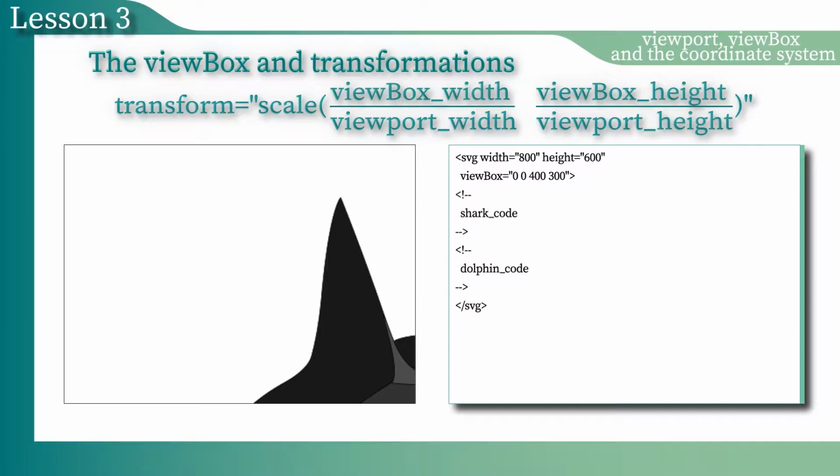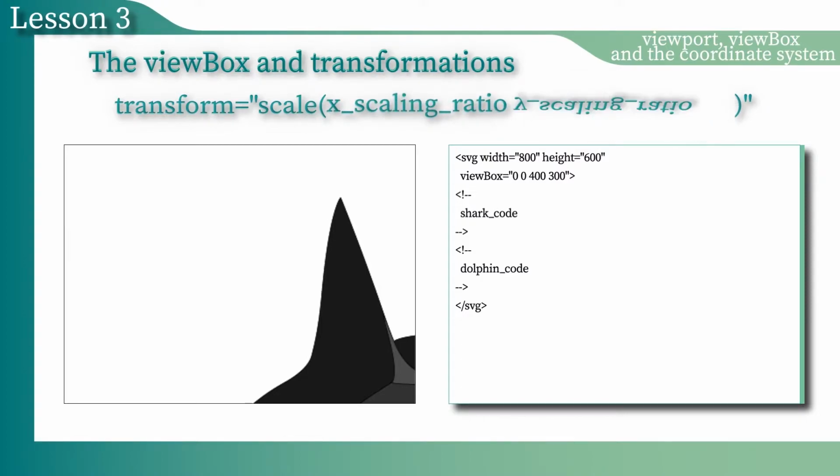Note that the units of the local coordinate system and its content also change, as if they have been multiplied by a scale coefficient. The scale coefficient is a scale function parameter. The scale coefficient is the proportion between the width of the viewBox and the width of the viewport. The same is true for height.